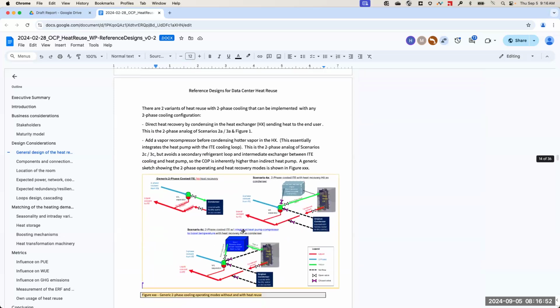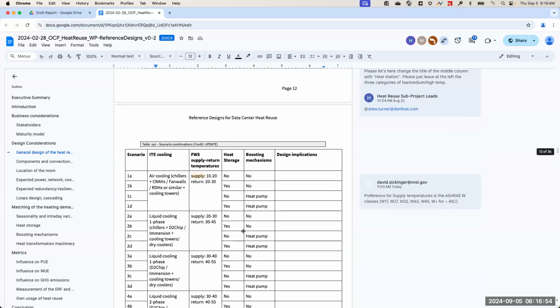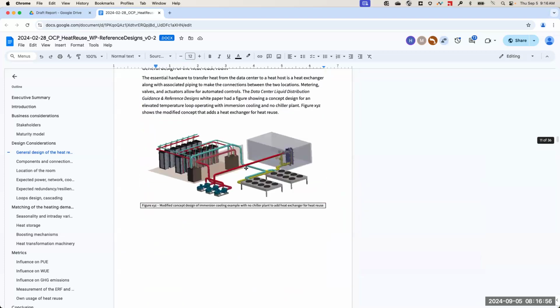I was going to say that the figure you have above, I don't know if you want to change the caption. It says example. This would be scenario 2A, I believe it is.